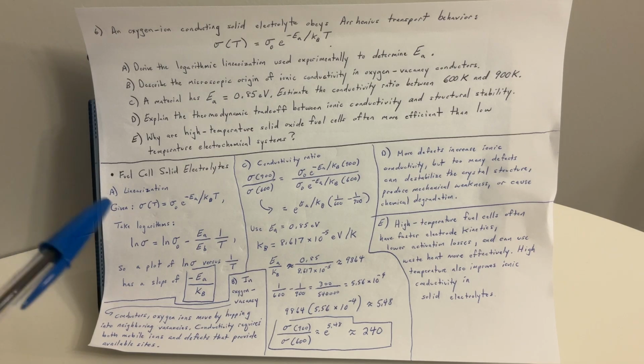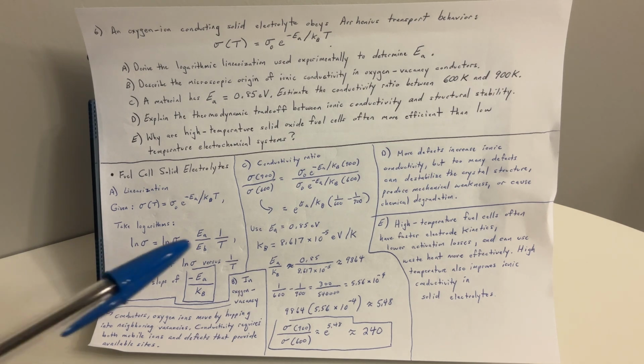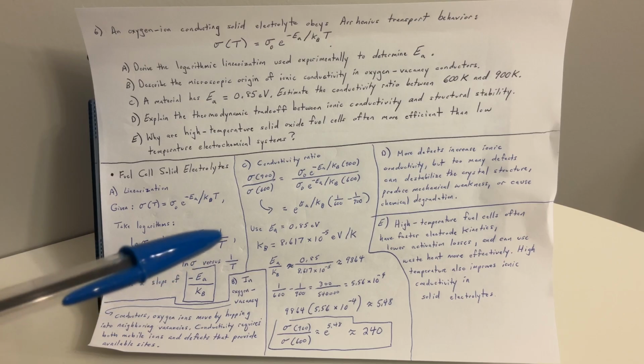So, fuel cell solid electrolytes problem, linearization. We take what we're given for σ of T and take the logarithm: ln σ equals ln σ naught minus E sub A over k sub B times 1 over T.